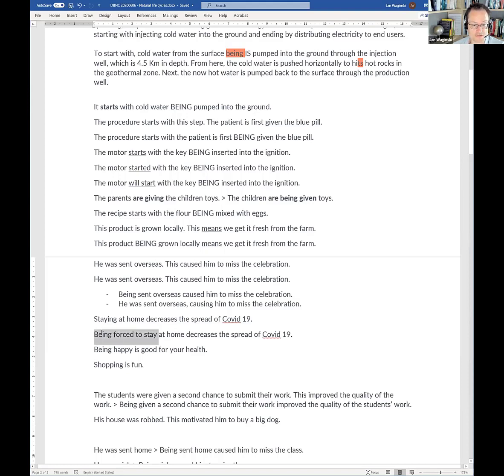Good. This is a really good example. Stay can be used passively, but only in a legal context. You'll hear this phrase in the news occasionally, the decision was stayed. That refers to a court procedure, not like stay at home.